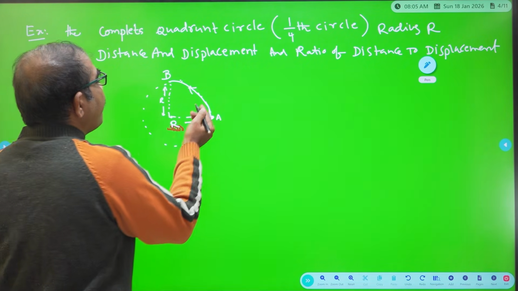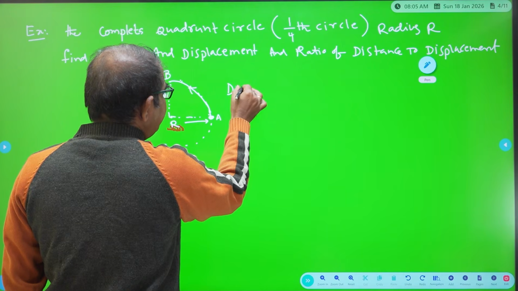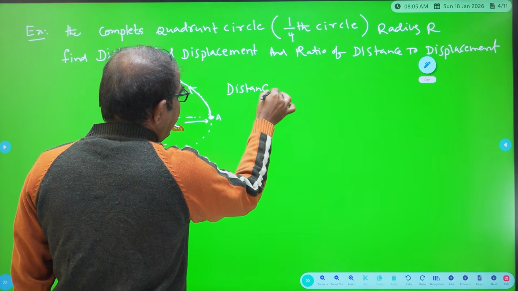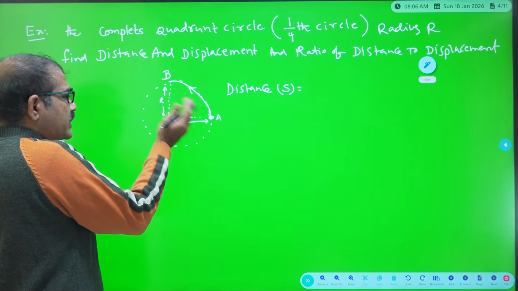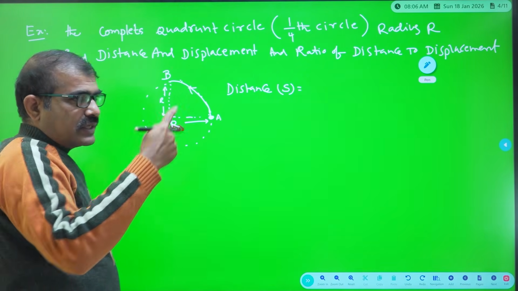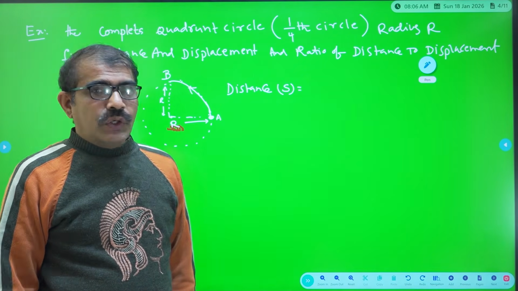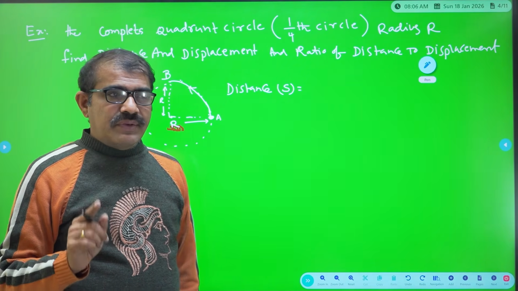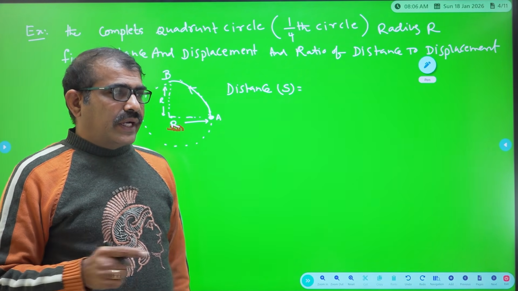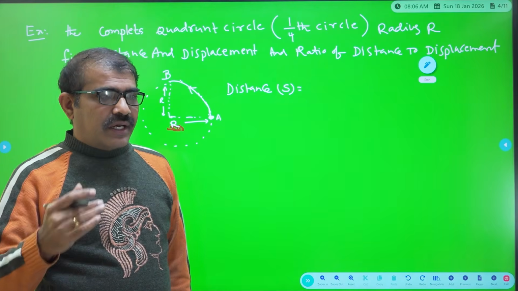A to B. Distance is denoted by S. Now, how much distance from A to B? The total circle is 2 pi r. The semicircle is pi r. And the quadrant circle is pi r by 2.